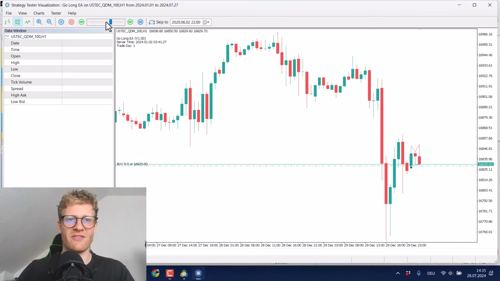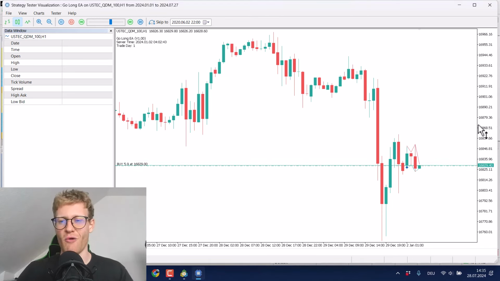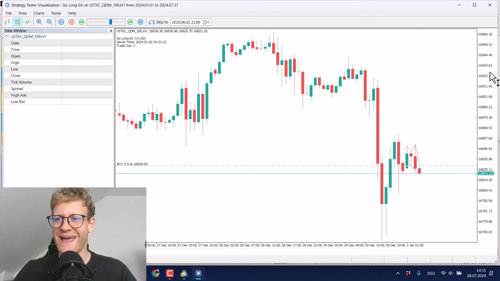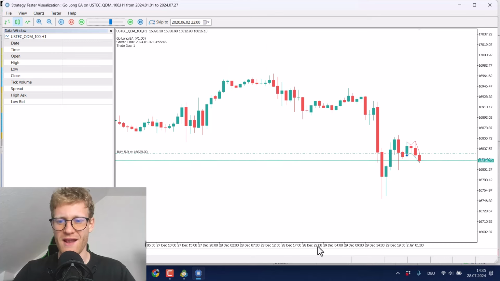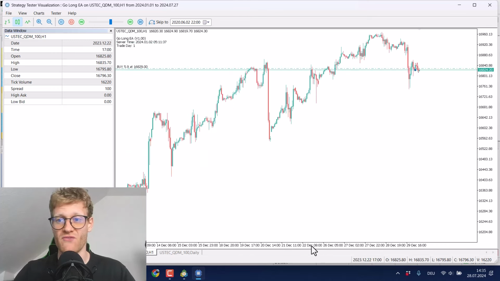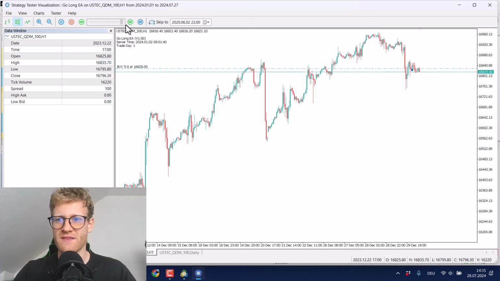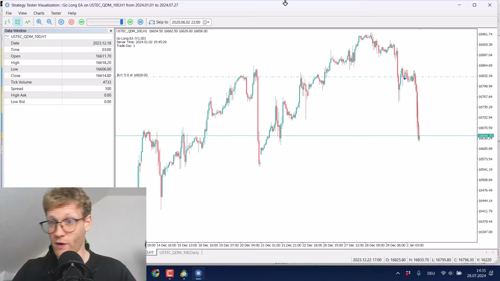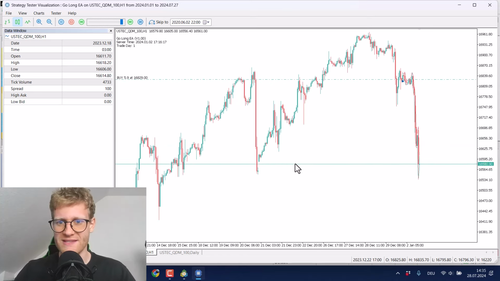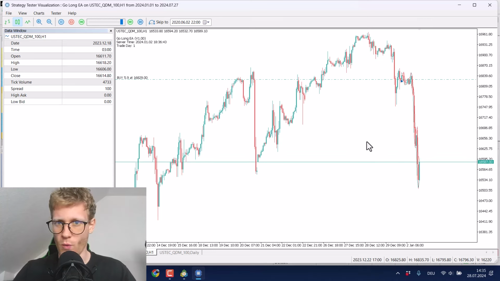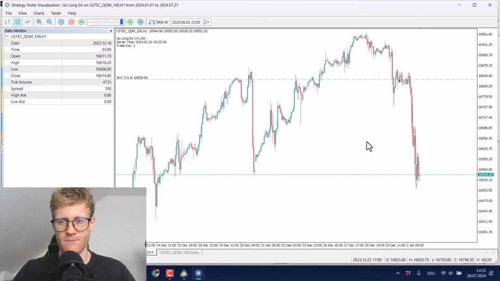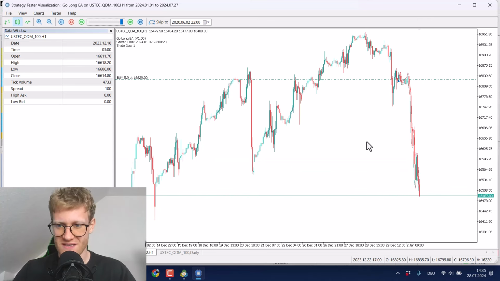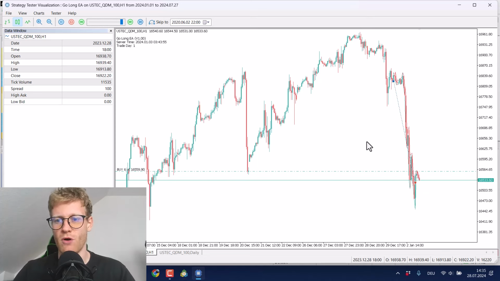It's already running in the strategy tester, and you can see it already opened the first position. And this program is really a super simple program, but very, very effective. So if I speed this up, we can see exactly what it does. And what it does is it just opens a position at whatever time you want during the day, and then closes this position at another time of the day.